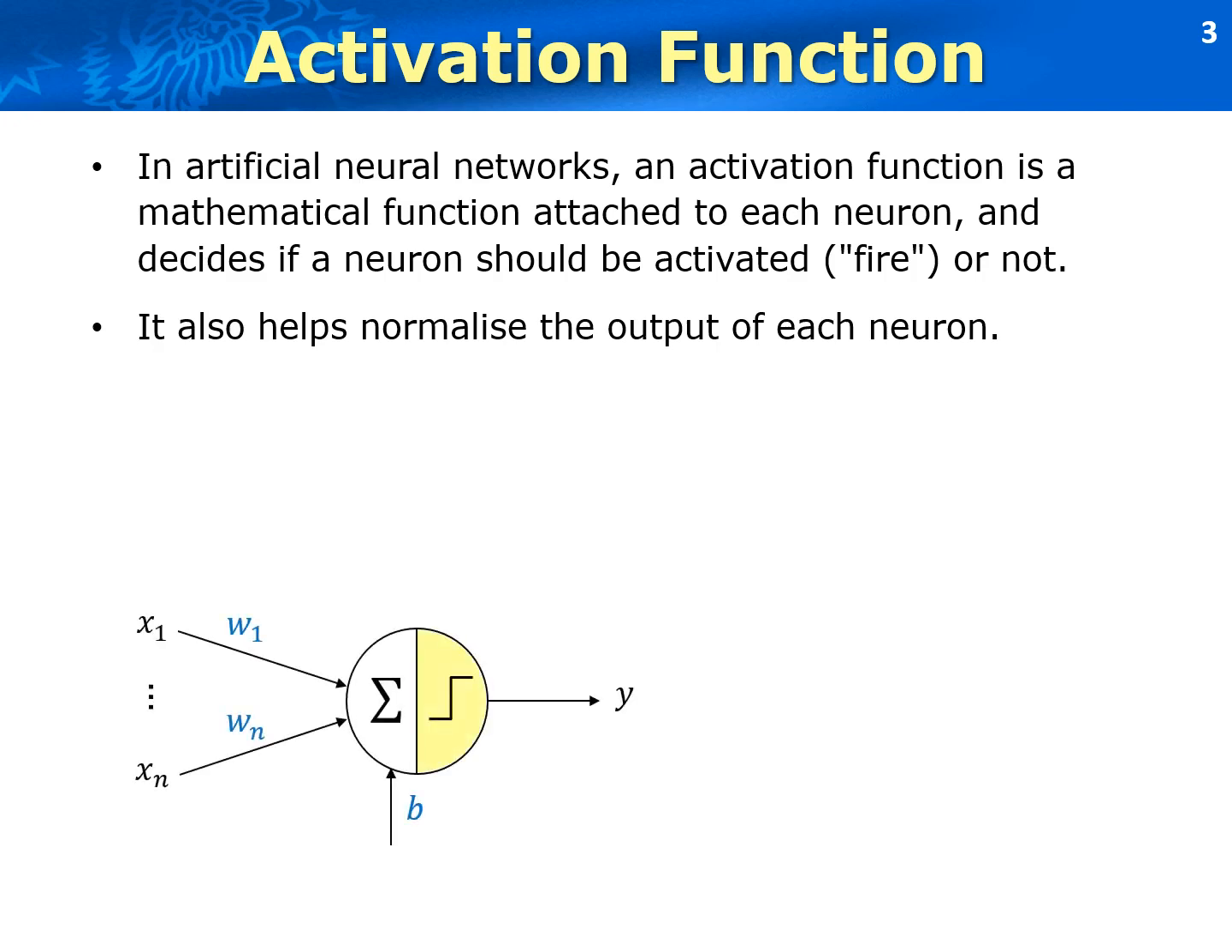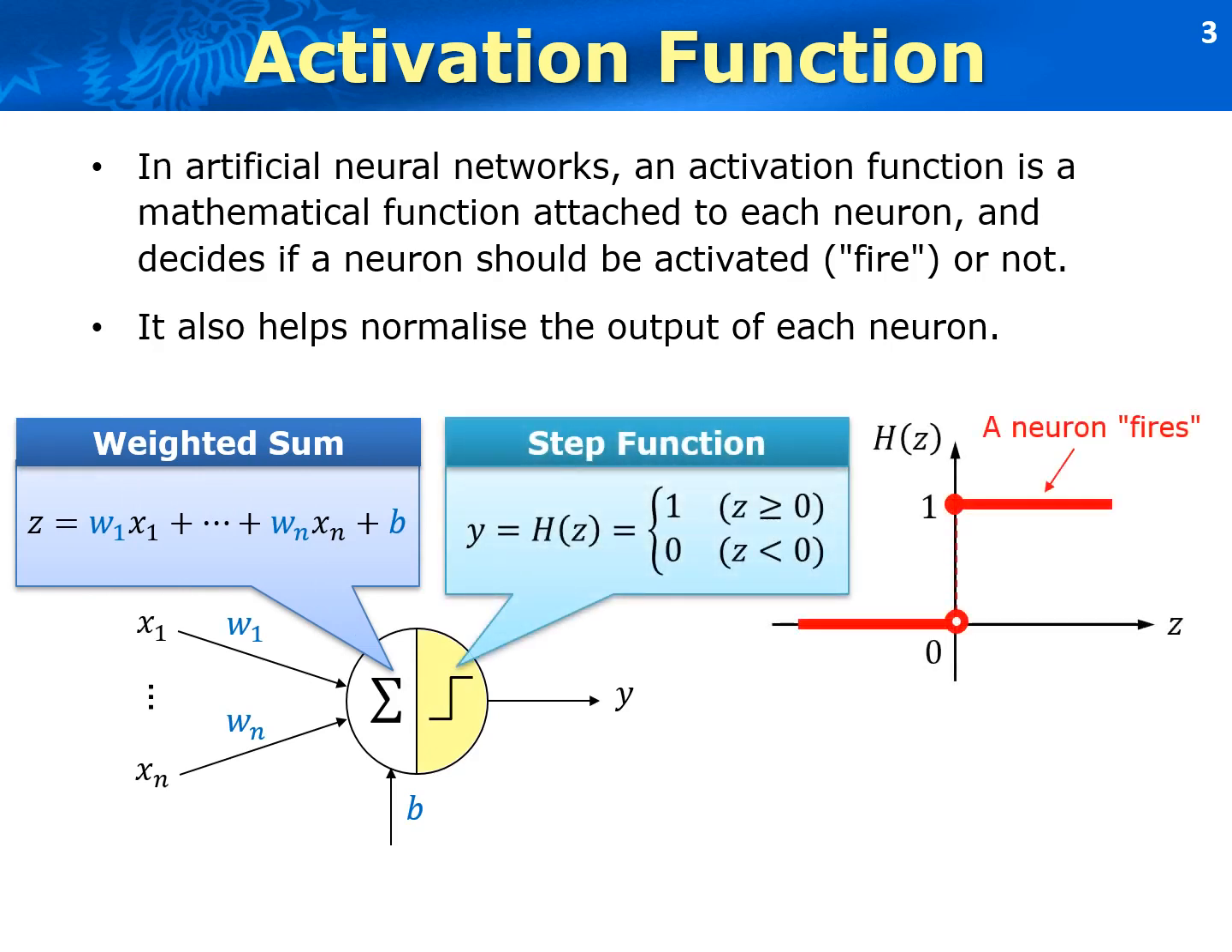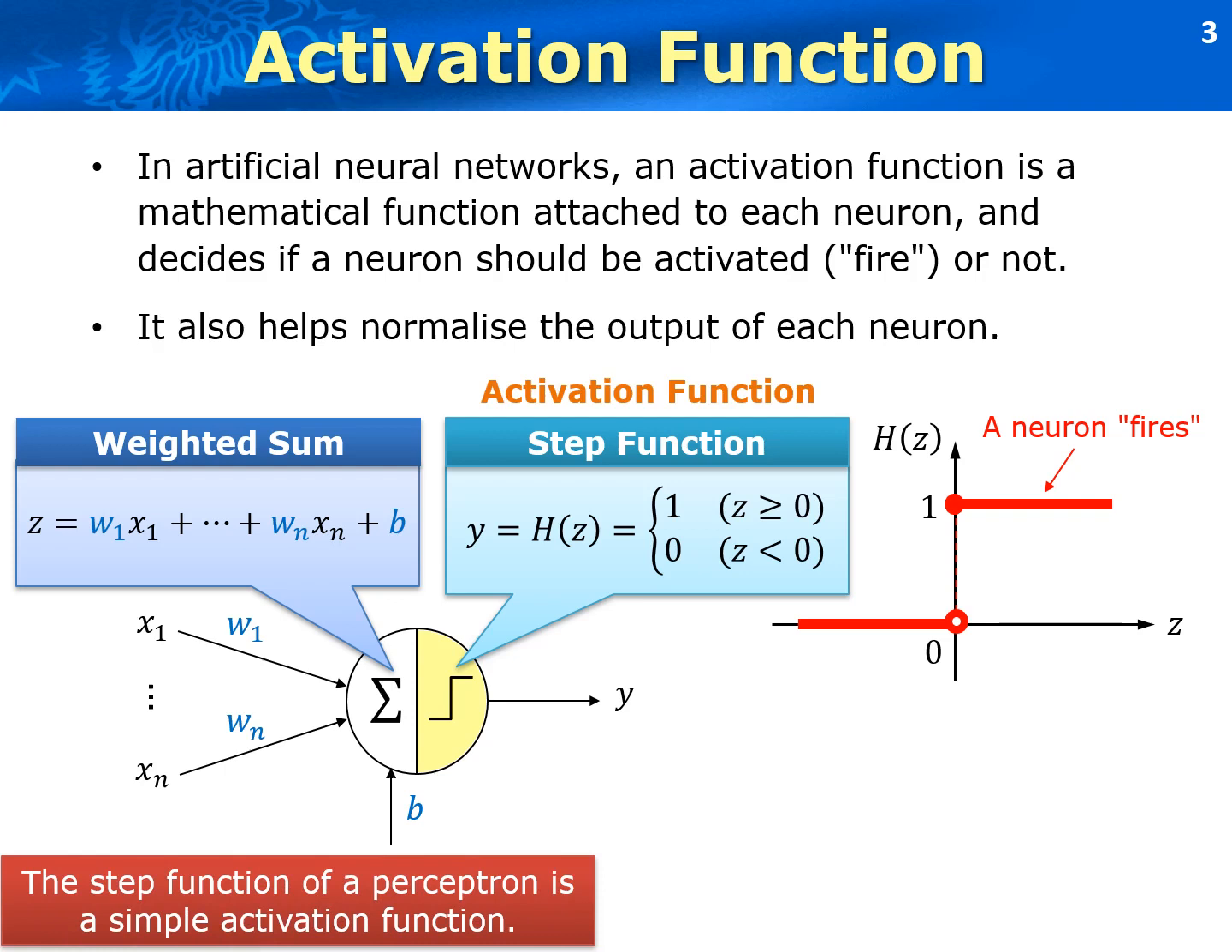For example, in a perceptron model, after we calculate the weighted sum for all the inputs, a binary step function is then applied to the weighted sum z to produce a binary output y. Here, the Heaviside step function h is a simple example of the activation function, as it decides the firing of a neuron based on whether the weighted sum z is positive or negative.